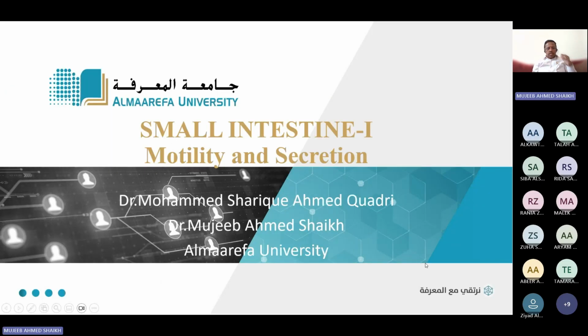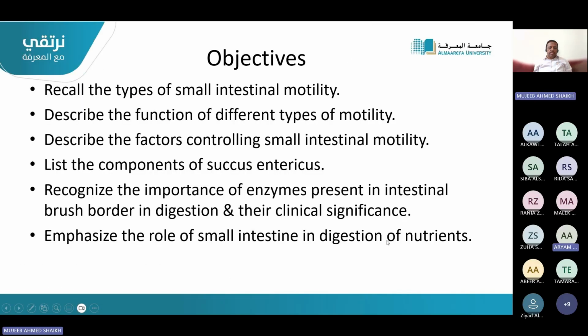As you all know, in the GIT we are discussing each and every part under 4 headings. What are these 4 headings? Motility, digestion, absorption, and secretion. Good. These are the ones. So in this lecture, what are our objectives?